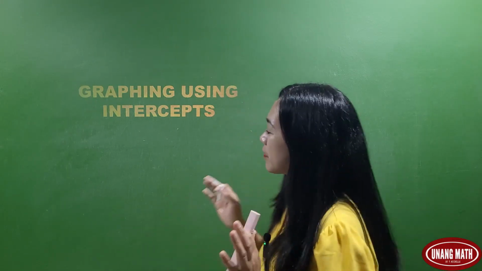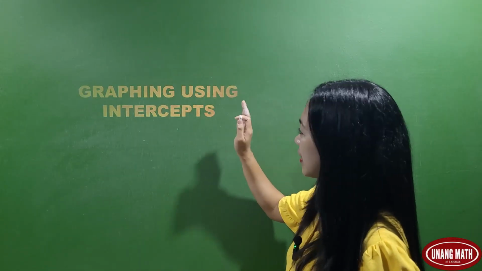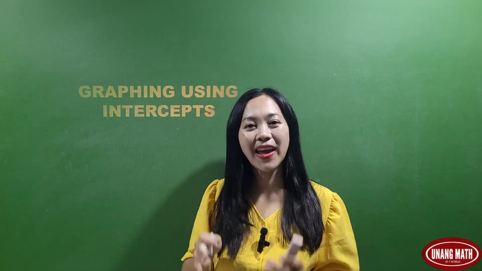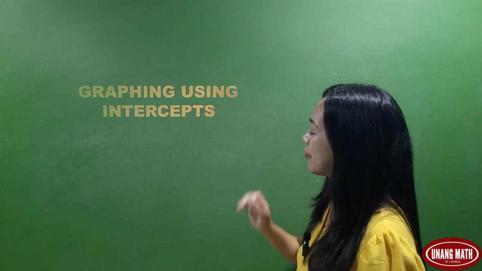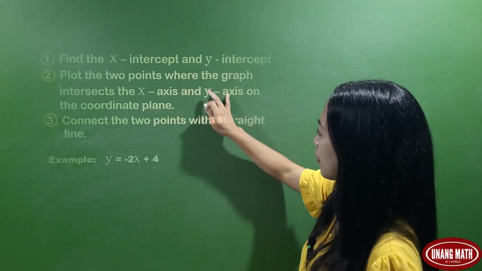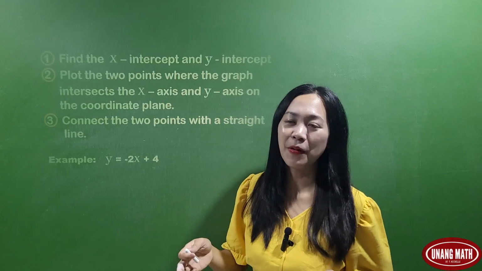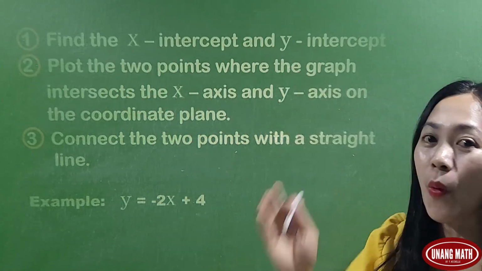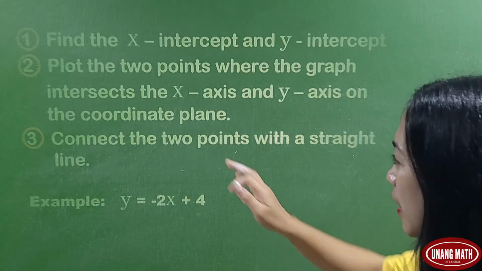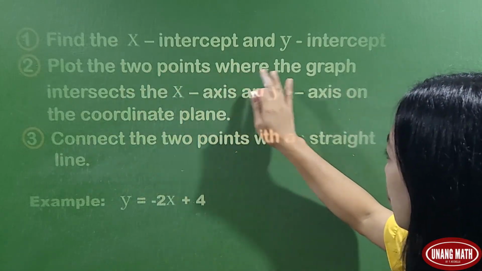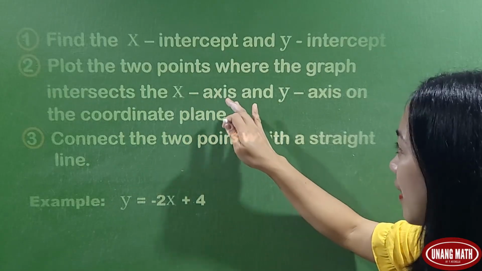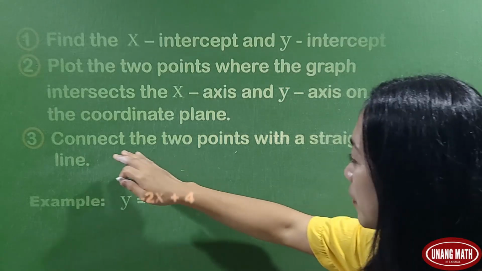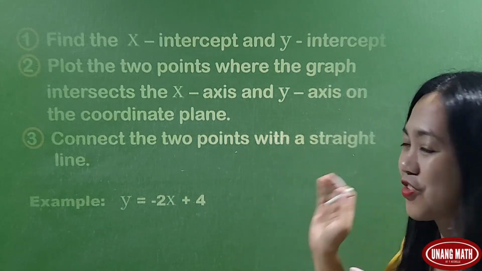For this episode, we will be graphing using intercepts. Intercepts mean the x and y intercepts. In graphing using intercepts, there are three steps that we will follow. First, we need to find the x-intercept and the y-intercept. Then we will plot the 2 points where the graph intersects the x-axis and y-axis on the coordinate plane. And lastly, connect the 2 points with a straight line.